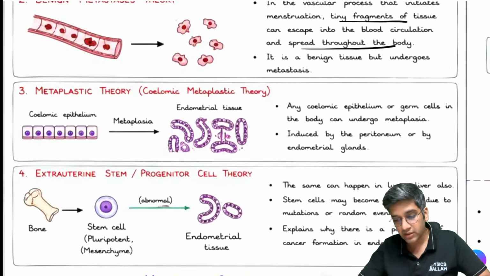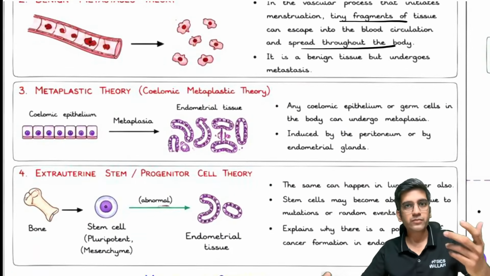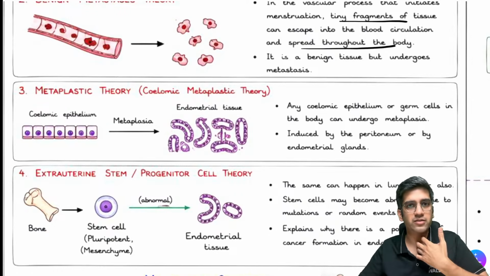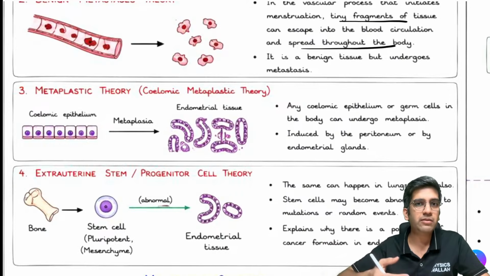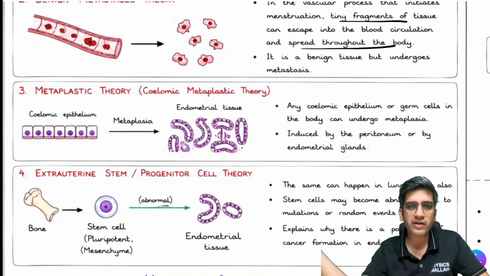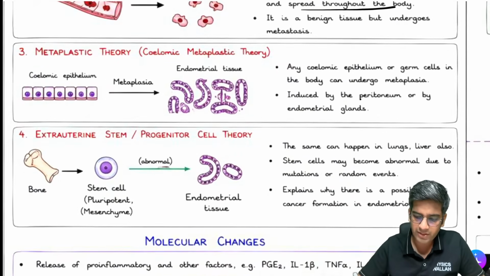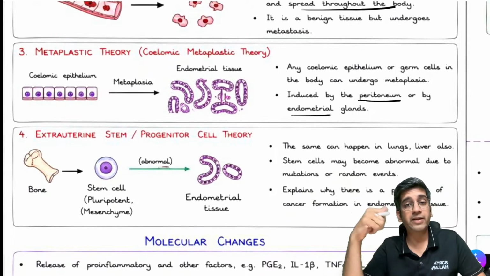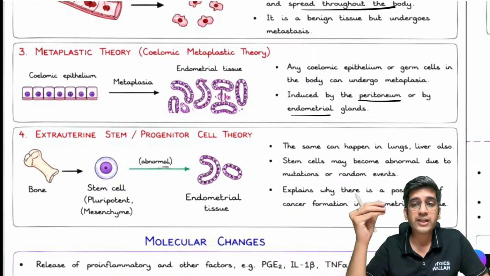Then we came up with coelomic metaplasia. When my squamous can become columnar in my esophagus, obviously any coelomic epithelium, there's a possibility it can become endometrial gland, right? So there's coelomic metaplasia in the peritoneum. I can have peritoneal lining becoming endometrial gland. That also is a plausible theory why I have endometriosis in my peritoneal area.